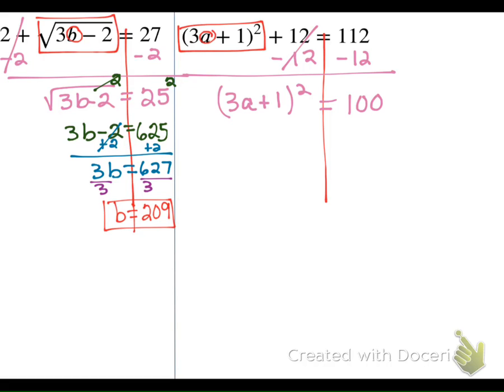Next step, what do I do? I don't square it, I square root it. See, if we have the square, we do the opposite and square root. So we square root both sides, square root and square cancel. What do I bring down on my left? And what do I bring down on my right? What's the square root of 100?